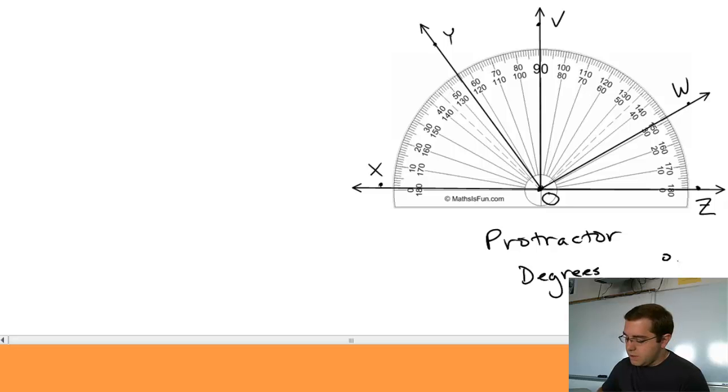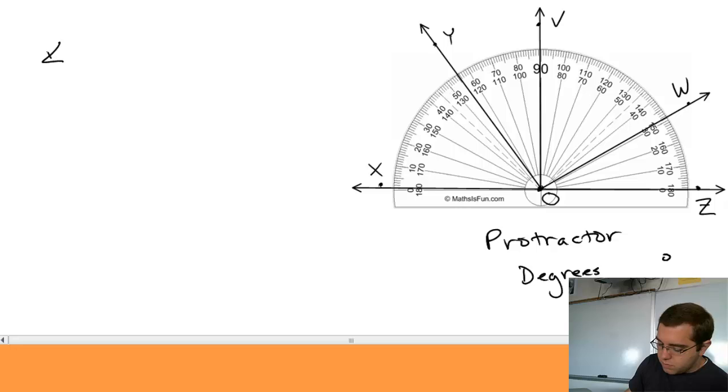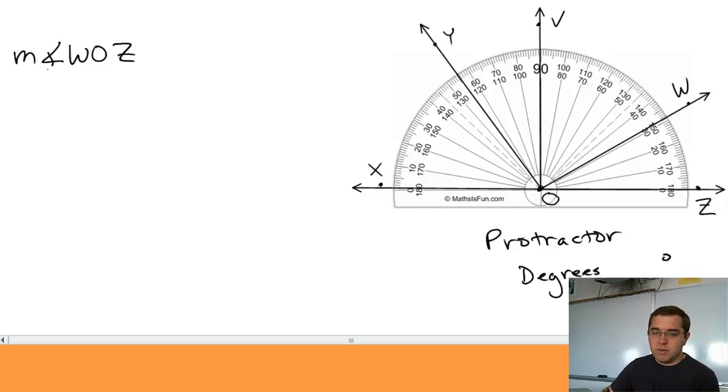There are different titles for different size angles. If we take a look at angle WOZ, we could say the measure of angle WOZ, where M stands for measure, is equal to, and we could look at the diagram, and it looks like approximately 31 degrees from there to there.